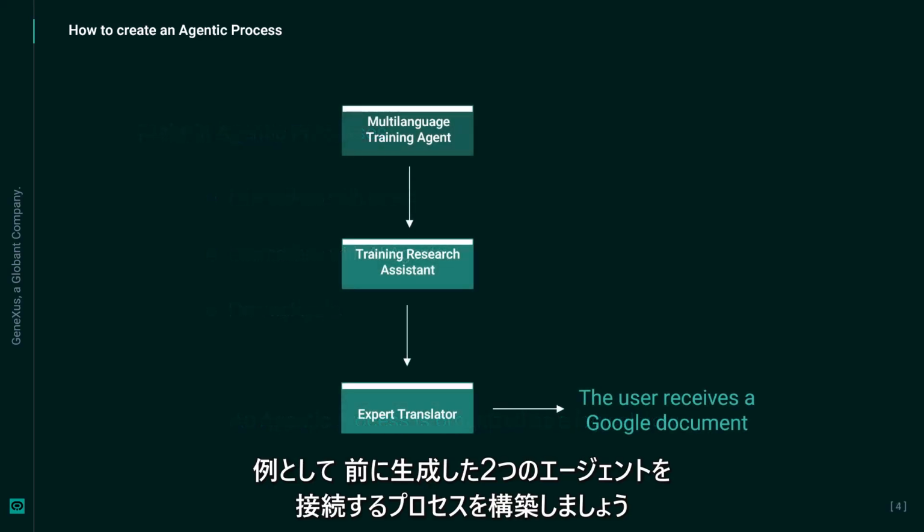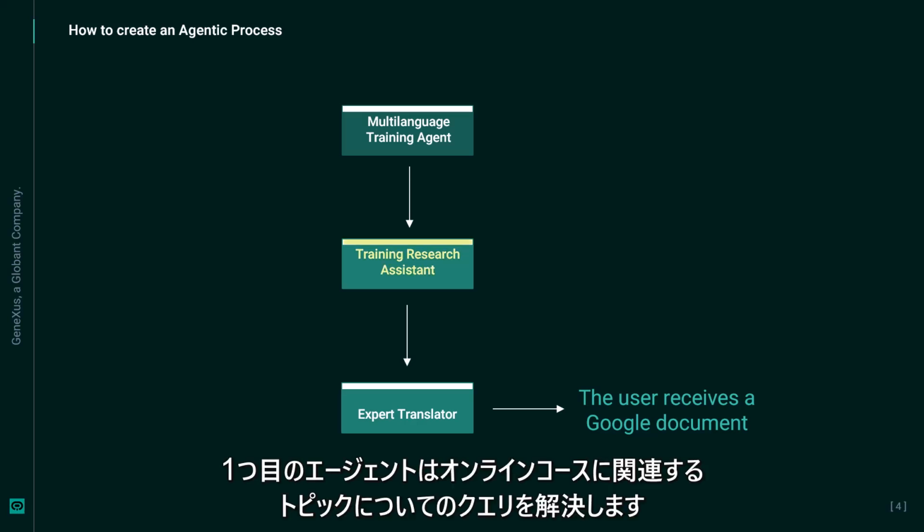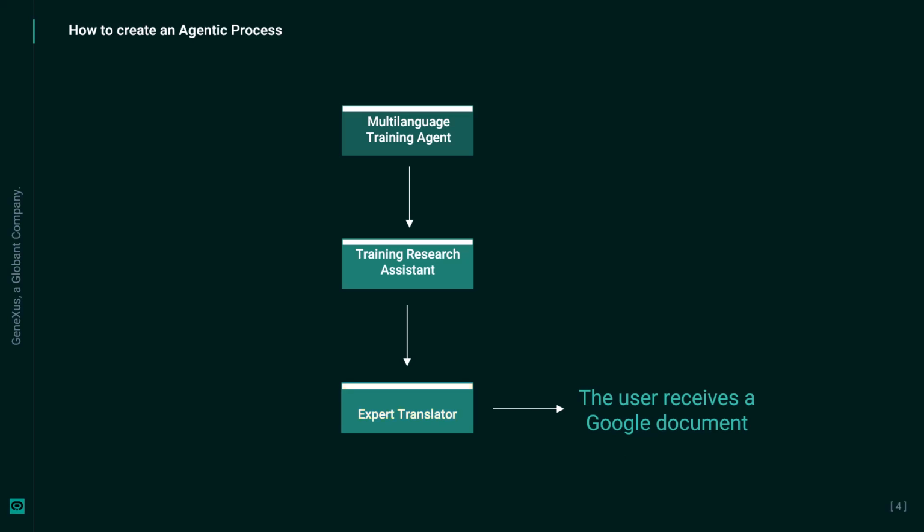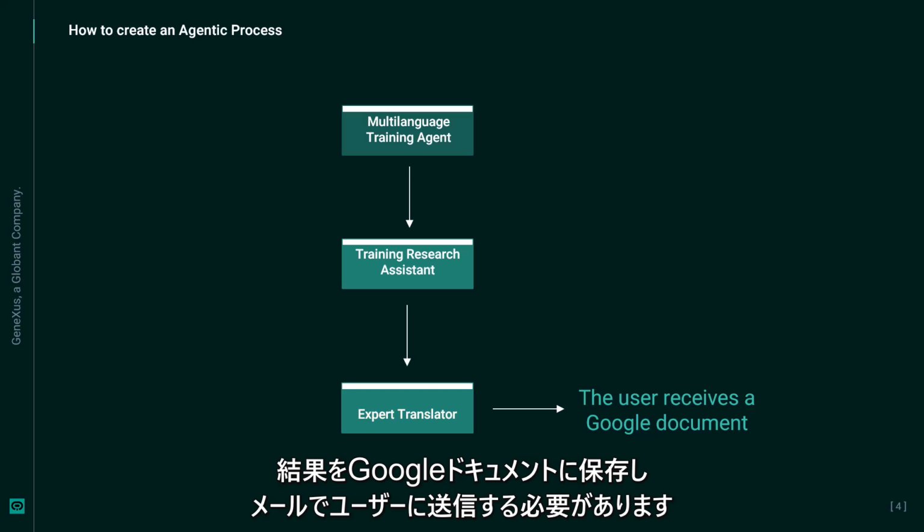As an example, let's build a process that connects two previously generated agents. The first one resolves a query about topics related to online courses, and the second one takes that content and translates it into the target language selected by the user. In addition, the result should be saved in a Google document and sent to the user via email.